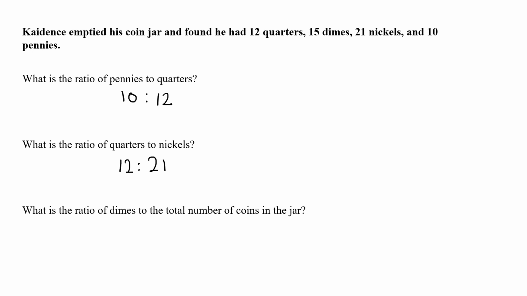The third one is, what is the ratio of dimes to the total number of coins in the jar? There are 15 dimes, and let's do some math on the side here to find out how many coins there are in total. We're going to add them together. There are 58 coins total. So 15 to 58: for every 15 dimes, there should be 58 total coins.